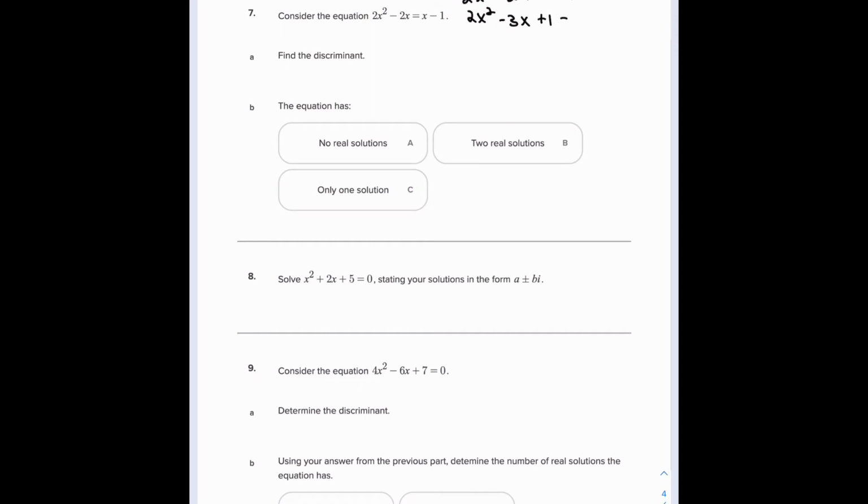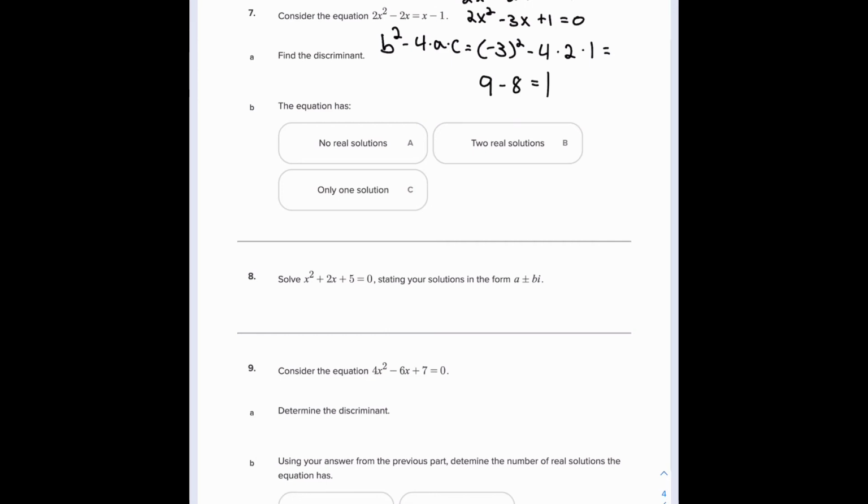plus 1 equals 0. And then if we remember, our discriminant is, sorry, I got ahead of myself. Our discriminant is b squared minus 4 times a times c. So we look here and we see that b is negative 3. So we have negative 3 squared minus 4 times a is 2, c is 1. So our discriminant is 9 minus 8, which is 1.